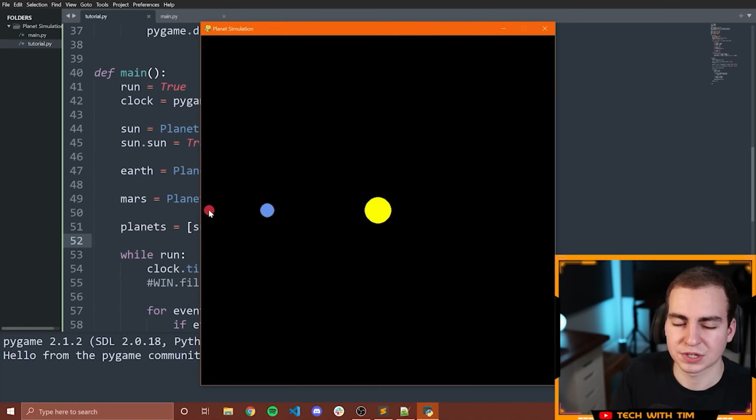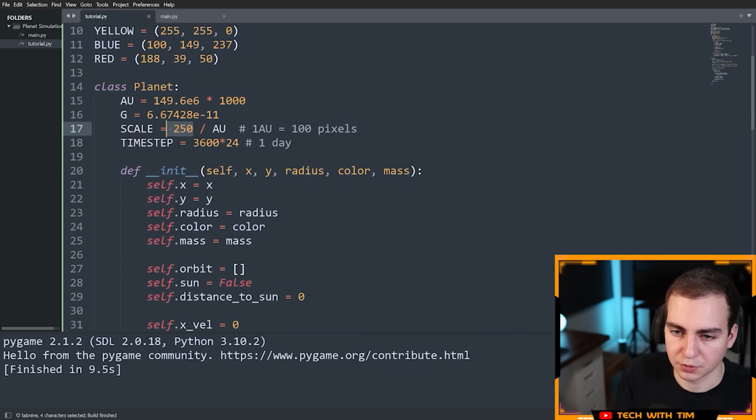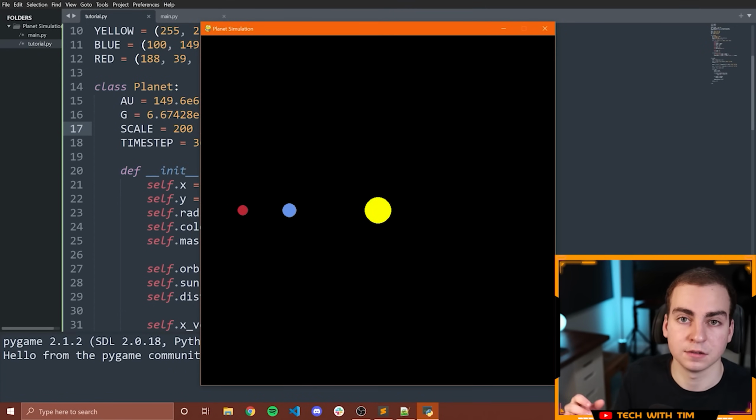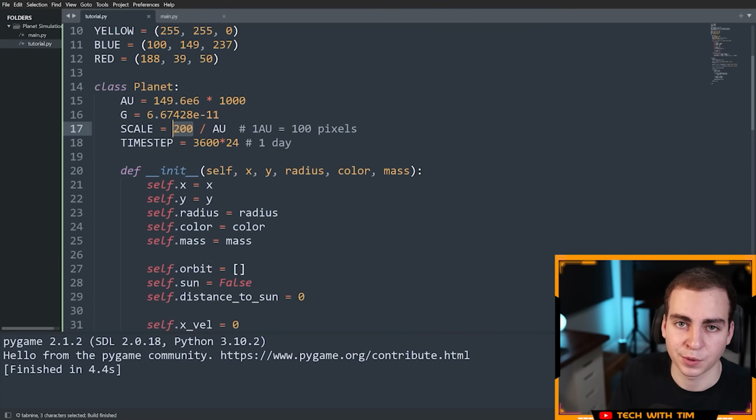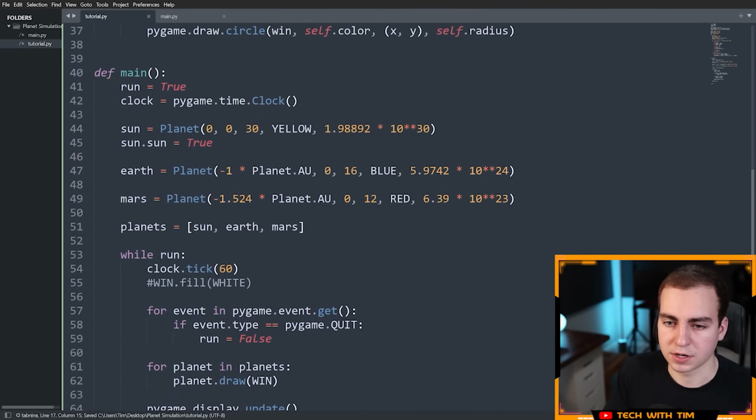So notice that Mars is kind of right by the border. I'm fine with that, but if you wanted to move everything in closer, then what you would do is reduce this number right here. So rather than doing 250, you would do something like 200, and you're going to notice this is going to move us in a little bit closer. So that's kind of how you can mess with things. Just make the number here smaller if you want everything to get closer to the sun. Okay, so we'll go with 250 AU for now. All right, so now we have Mars.